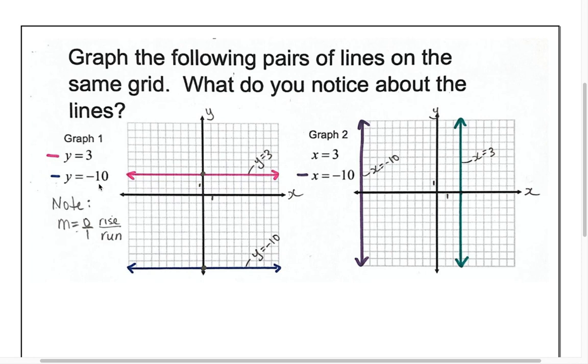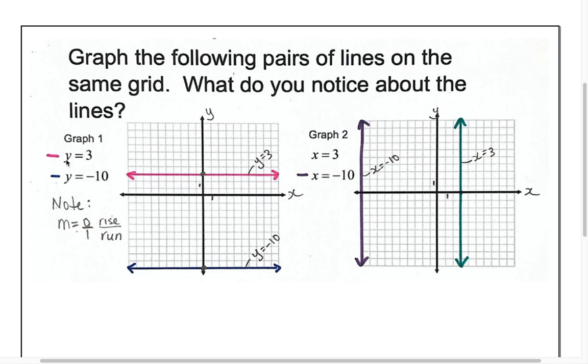And I just wanted you to note here that usually we write lines in the form y equals mx plus b. And you'll notice that neither one of these equations has an x in it. And that means that there's going to be a 0 in front of the x. So that means that the slope, or the m value, is going to be 0 over 1 because we don't see the x there. And that just leaves the constant term. And we know that the constant term is always the y-intercept.